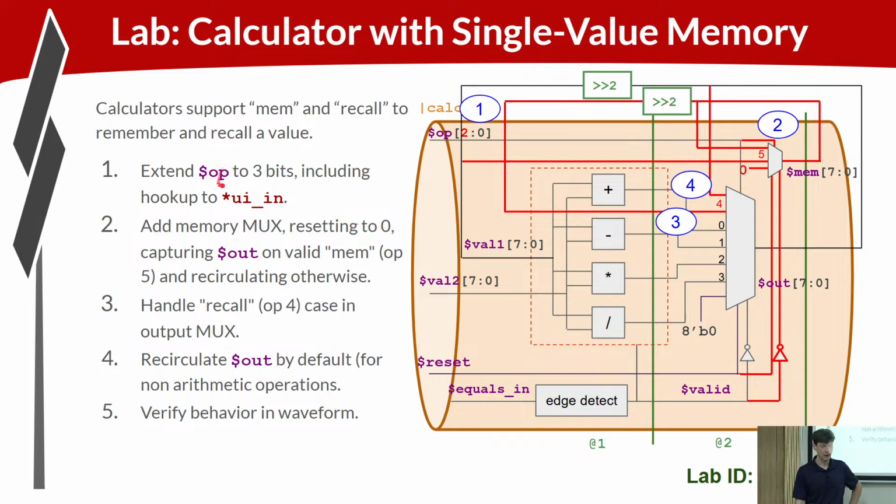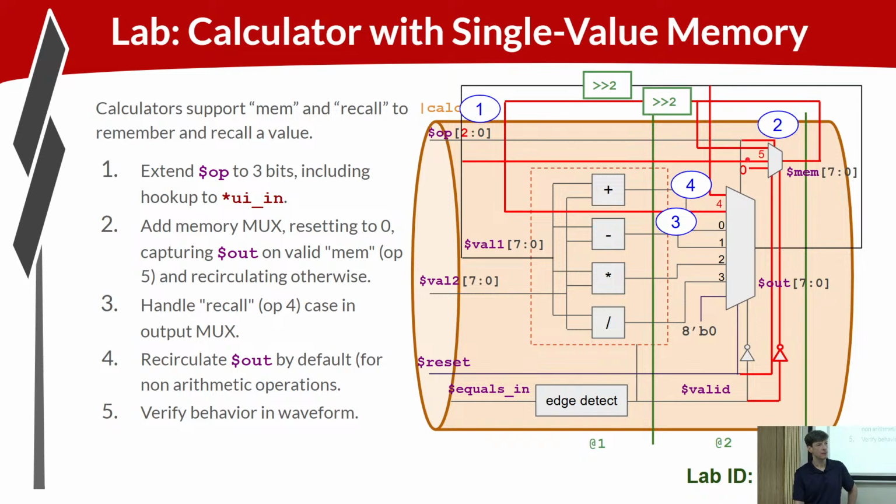Since the operation is 3 bits now, which can encode 8 values, we're only using 6 of the values. There's the possibility that our inputs are specifying an illegal operation. We'll treat those as no-ops, right? So in those cases, you want to just take the recirculation path just like you do for invalids.